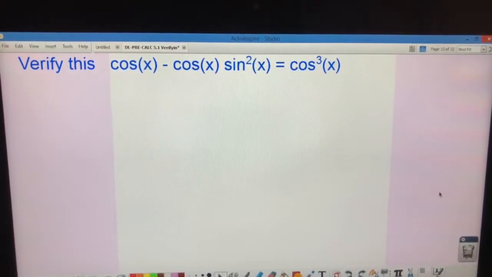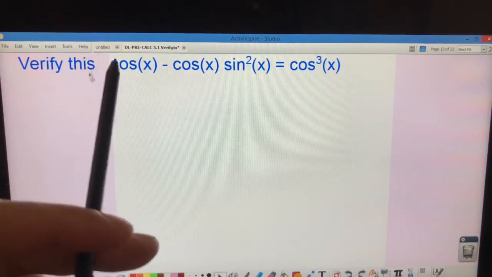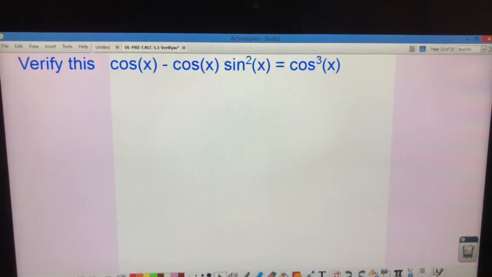Okay, on this video here, again, this is Mr. S talking to you about verifying trig identities. Okay, you have seen one example of the use of sine square plus cosine square equals 1. You're going to see another type of usage for that Pythagorean theorem.